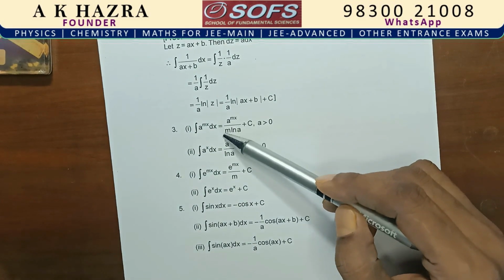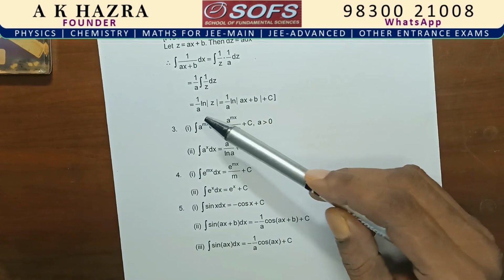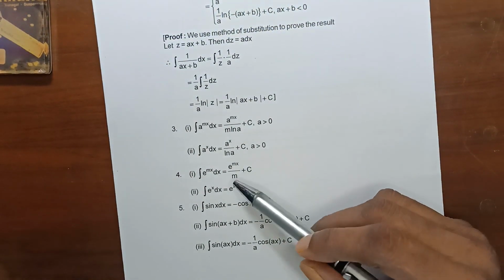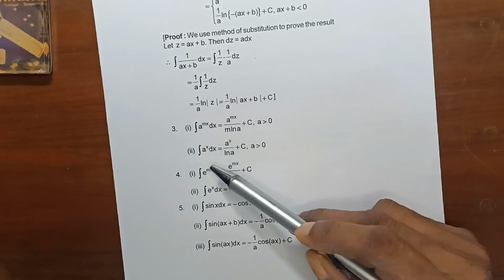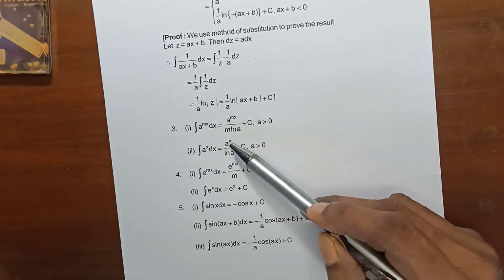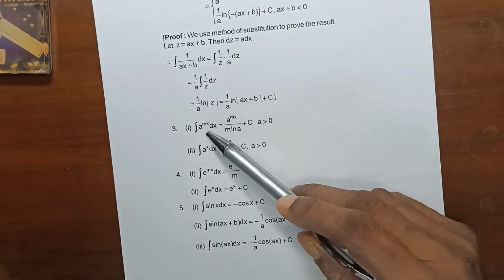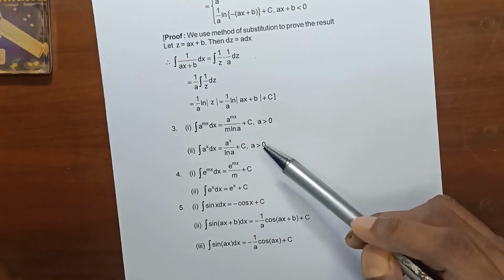If you differentiate this right side, you will have a to the power mx. That is again the same concept, inverse of differentiation. When m is equal to 1, then you have a to the power x dx equals a to the power x by ln a plus c when a is greater than 0. Just set m is equal to 1, then you have this answer.